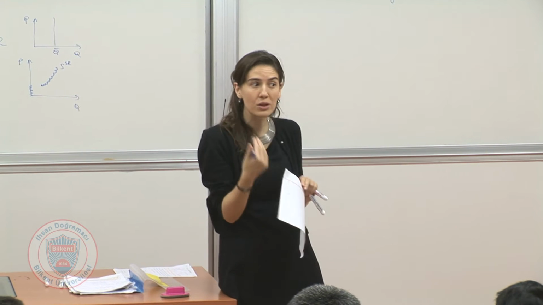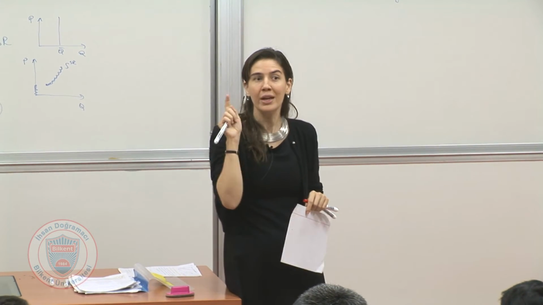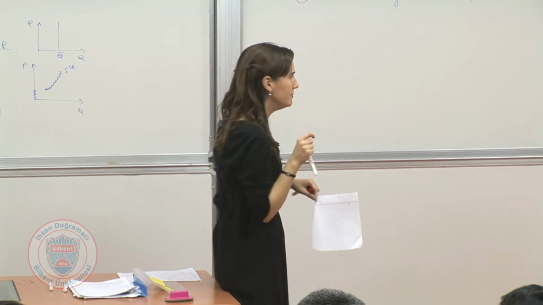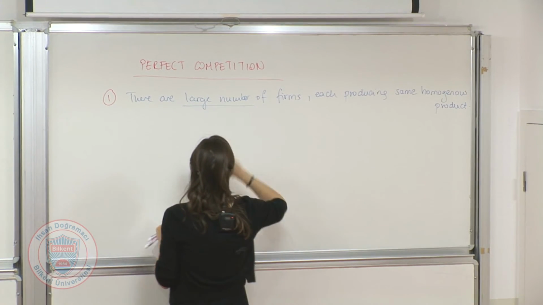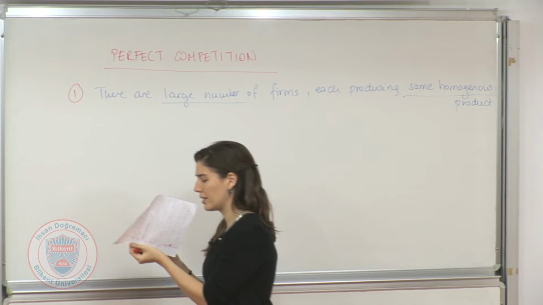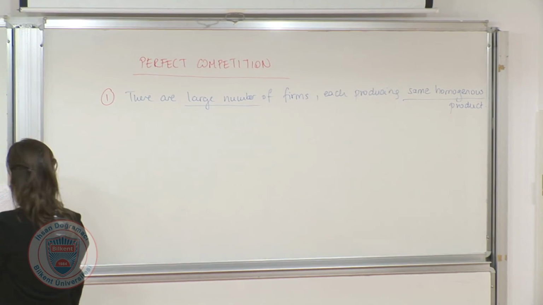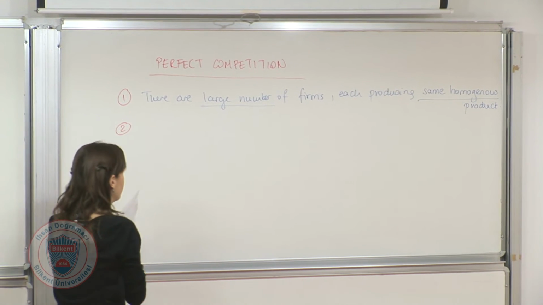So if their product is unique, you might want to go and specifically buy from that guy. That is going to be different, okay? So that's why we said that what is important is there are a large number of firms and they're producing the same homogeneous product, okay? And then the second one is, again, we assume that firms are profit maximizers, okay?